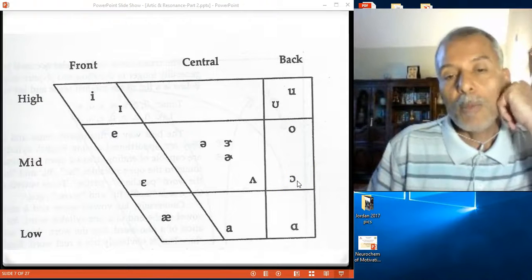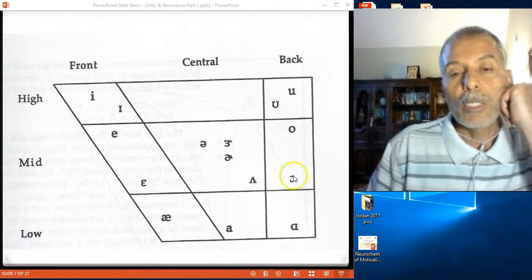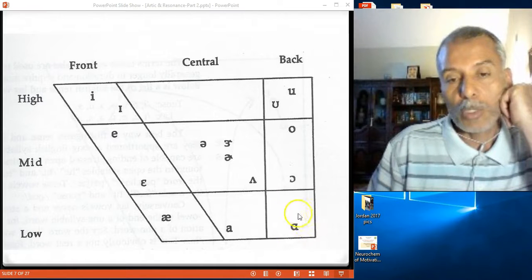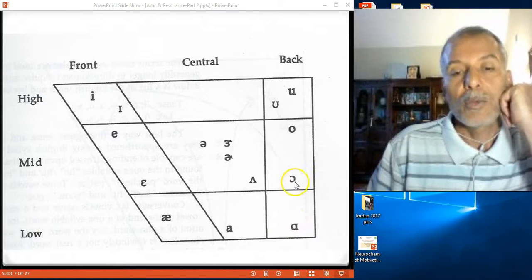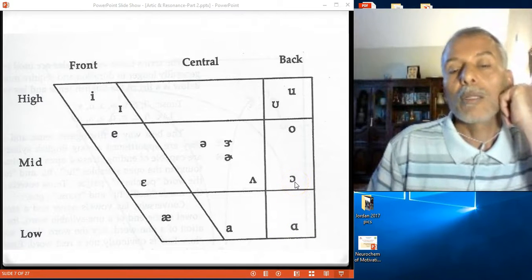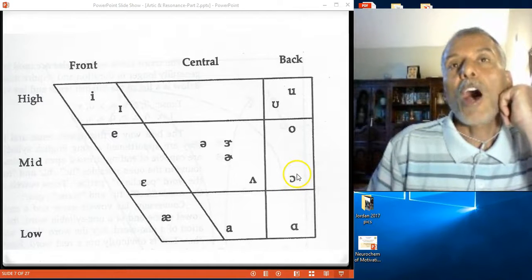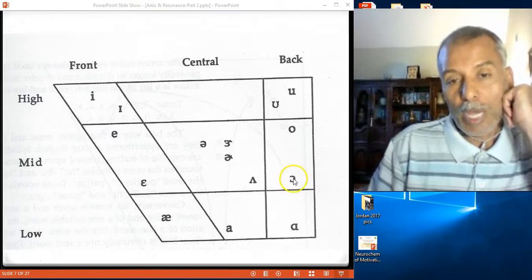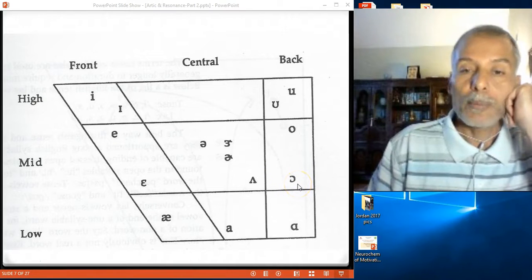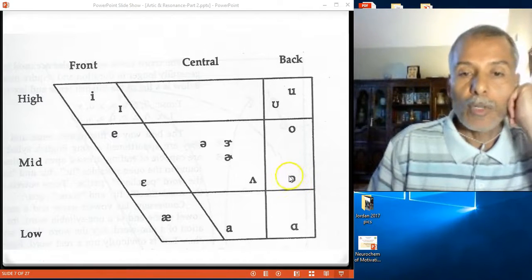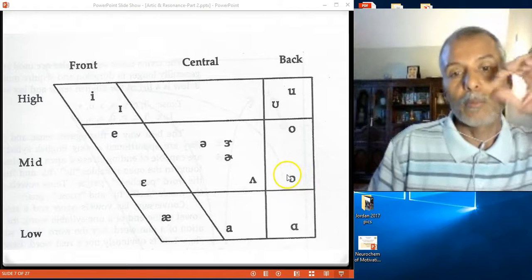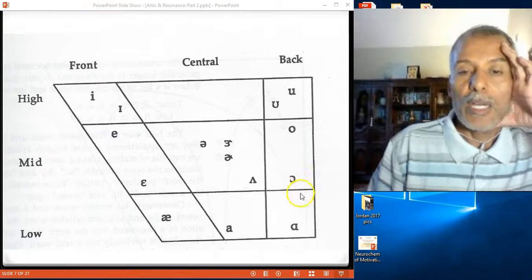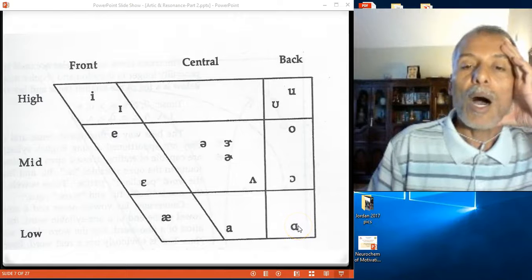This one is not very common in American English because it is replaced constantly by the ah. So people say law, instead of law. They say thought instead of thought. So that one is exaggerated, kind of rounded and exaggerated. But in American English, it is commonly replaced by ah.